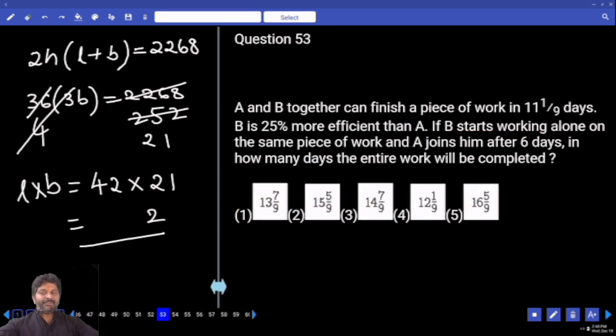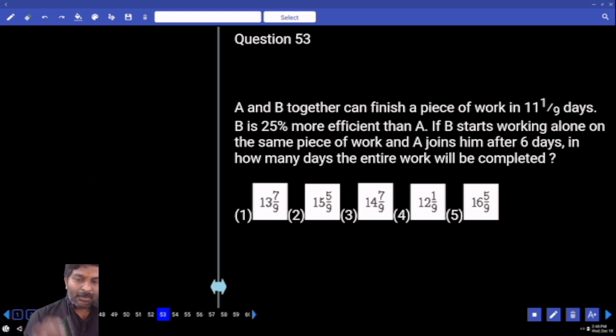A and B together can finish a piece of work in 11 1/9 days. B is 25% more efficient than A. If B starts working alone on the same piece of work and A joins him after 6 days, in how many days will the entire work be completed?